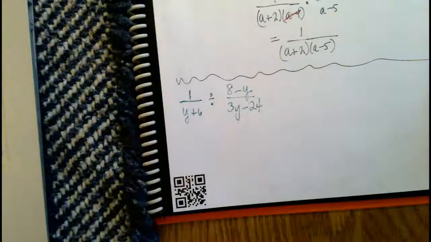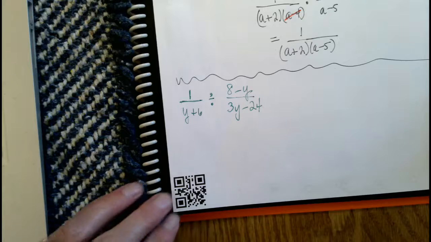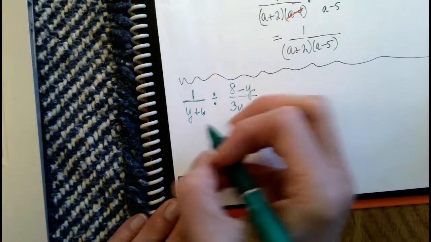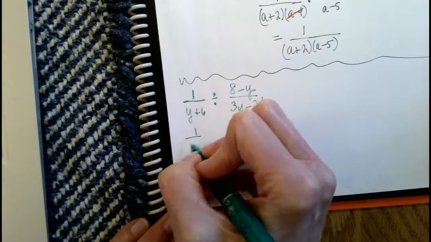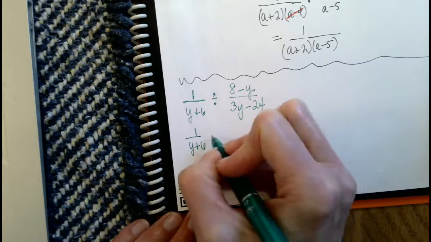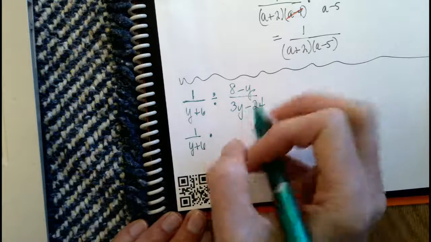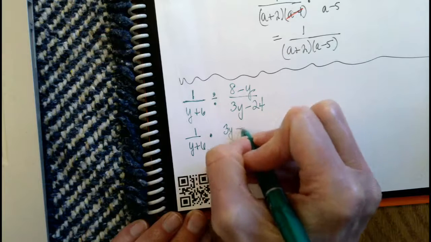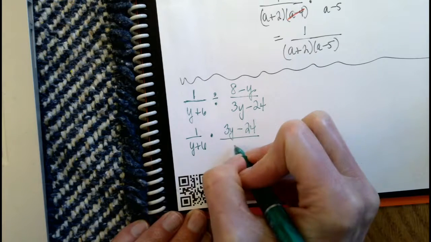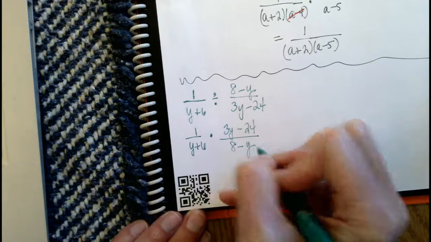So we'll look at the problem here. When dividing, don't ask why, flip the second one and multiply. So 1 over y plus 6, that's not going to change. But we're going to flip the second one. So it's going to be 3y minus 24, and then down here it's 8 minus y.